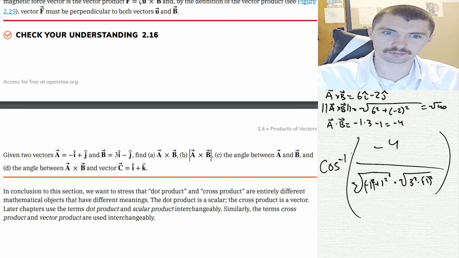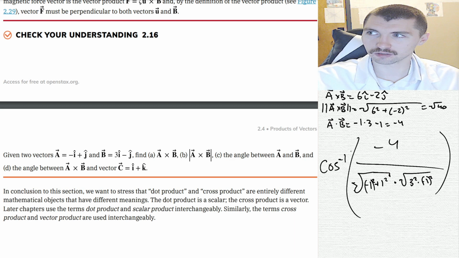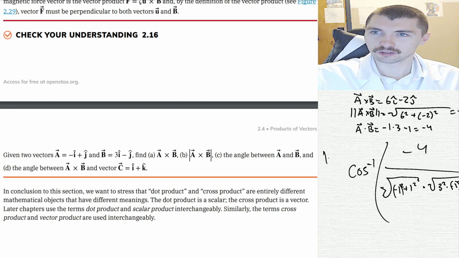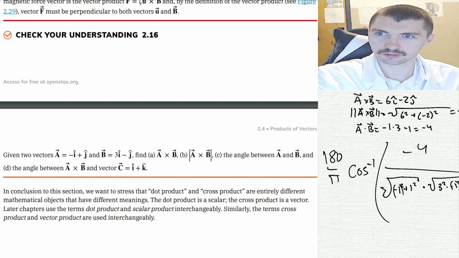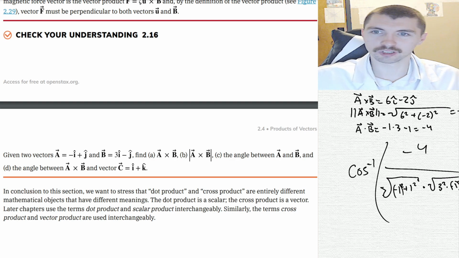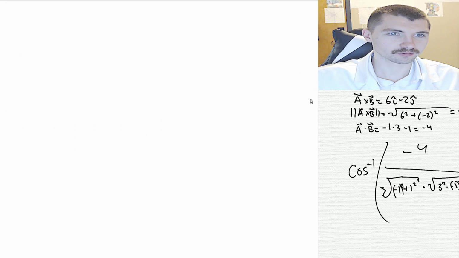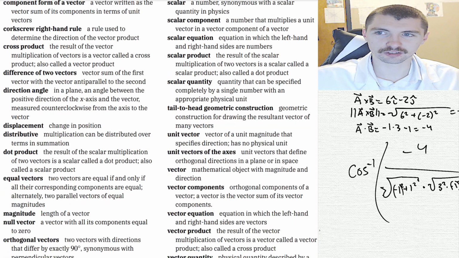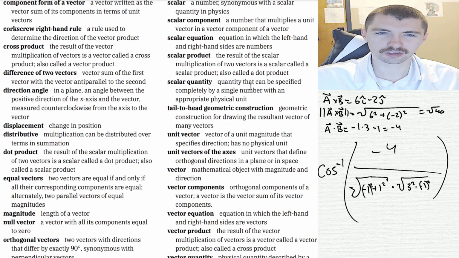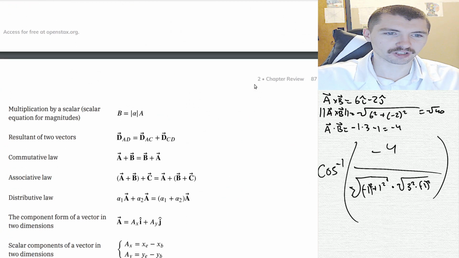That's in radians. To convert, we'd have to multiply by 180 over pi. I think, 180 over pi or pi over 180, we'd have to do one of those. It doesn't let us check our answer, but I think we're somewhat confident.